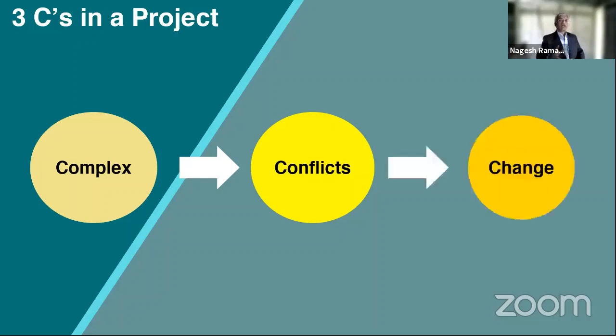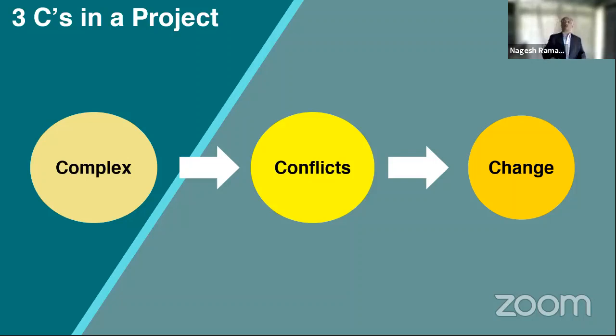The third characteristic of a project is change, the third C. Now show me one project which doesn't have a change. You have a project to go to Singapore. You have a project to go to Mysore. You plan a project to go to Nandi Hills someday. Anything that you plan will not go as per plan. There are changes. A project having changes is natural.